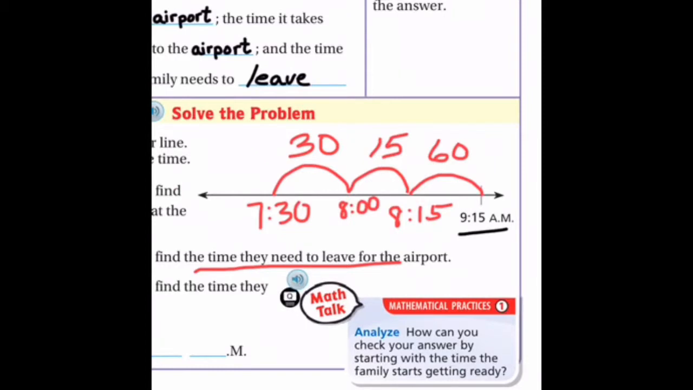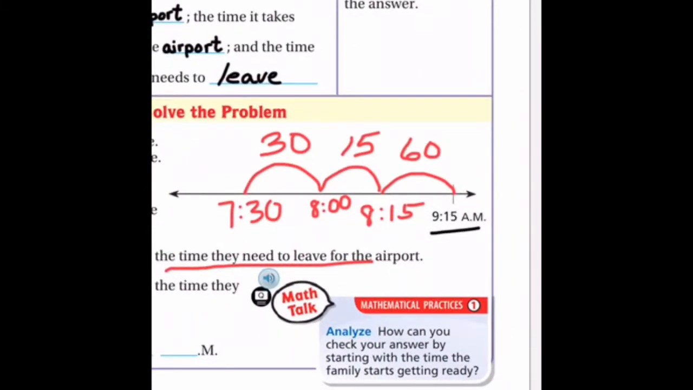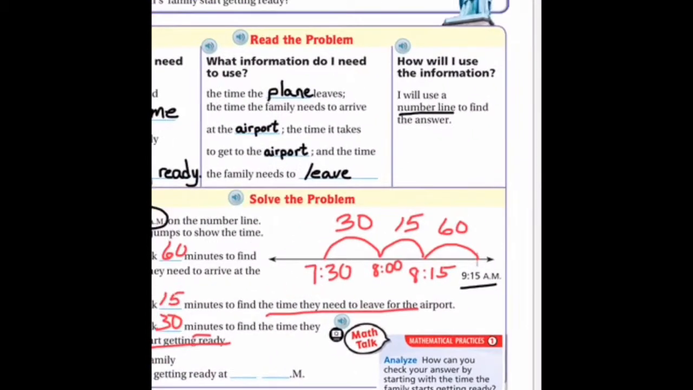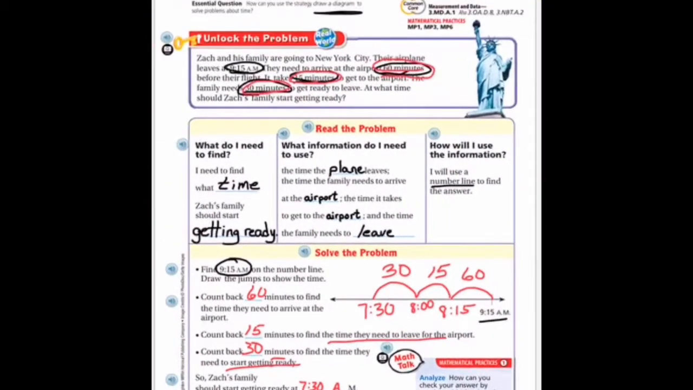And so they need to start getting ready at 7:30 in order to get to the airport on time to get their flight. So they need to get ready at 7:30 a.m. Okay, so that's how we use a number line for a big story problem like that, especially with elapsed time. Let's look at another one.